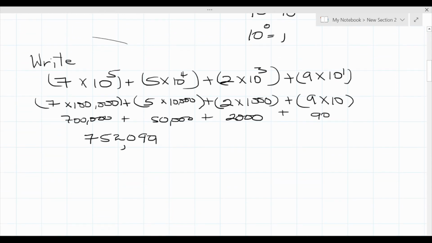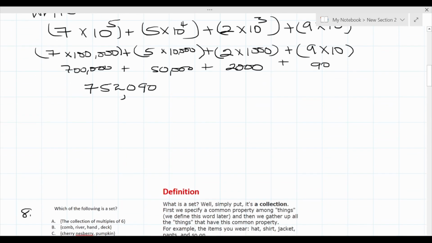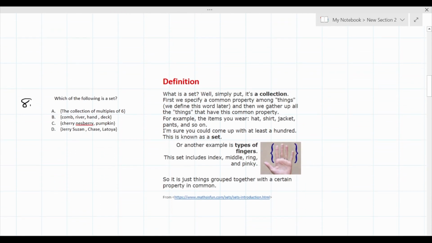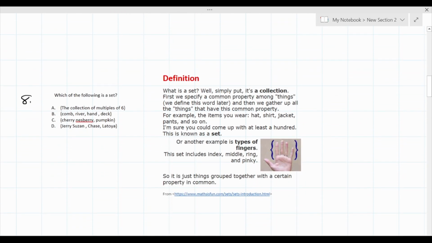Let's go to the next one. The next one, number 8. Which of the following is a set? And they have here, I'm sorry that this is so small, the collection of multiples of 6, comb, river, hand, deck, cherry, Nisberry, pumpkin, Jerry, Susan, Chase, Latoya.